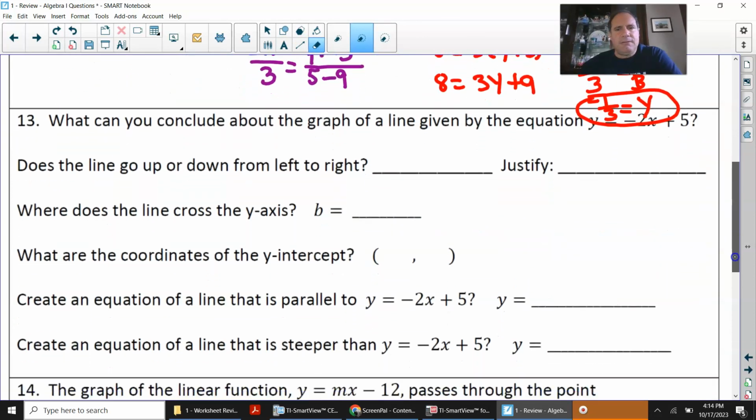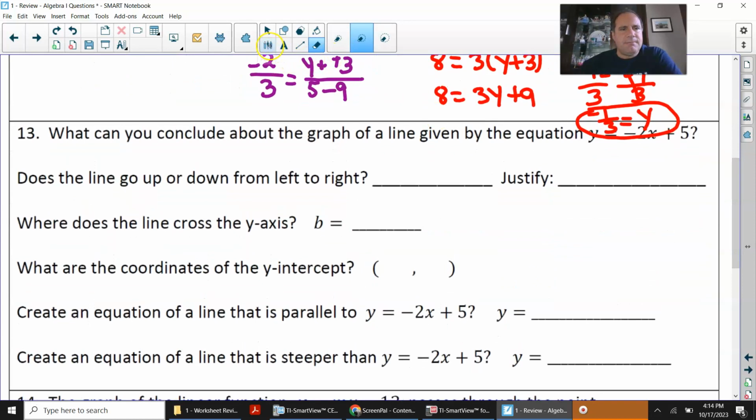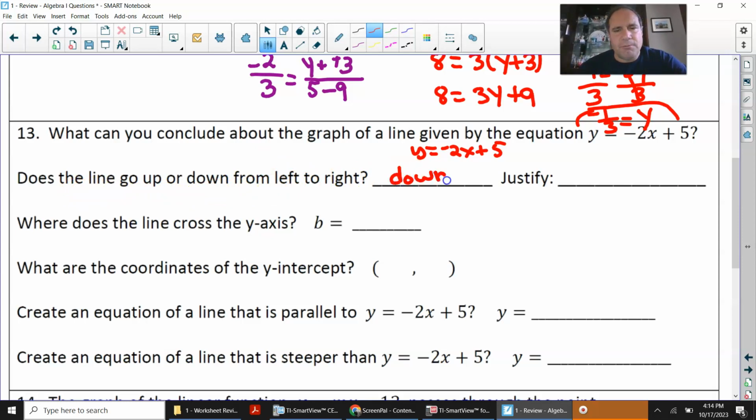All right, number 13. There are a lot of questions with number 13, but they're pretty easy. Let me just erase this because, yep, it's in the way. So it says y equals negative 2x plus 5, so I'm just going to put that here. And it's asking different questions based on this linear equation. Does the line go up or down? It goes down. It has a negative slope.